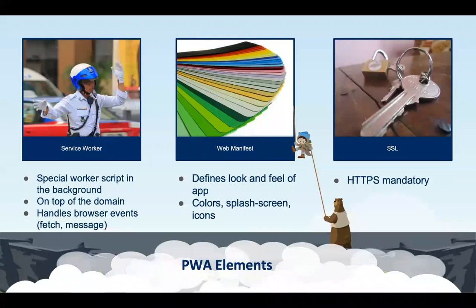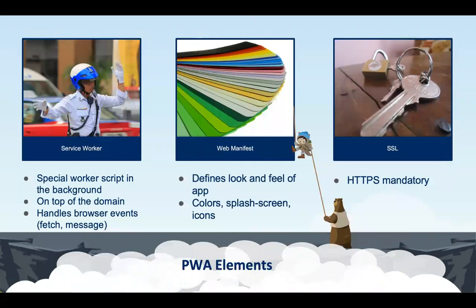A PWA itself is composed of 3 specific elements. One is a service worker, which is really a special worker script that is in the background of your browser. This is scoped to your specific domain, and it's meant to handle different browser events in the background. So it is essentially a piece of middleware that sits running in the background of your browser.